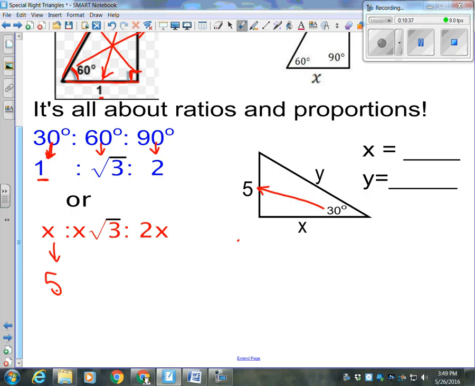So if I made this side 5 times bigger, guess what happens to this side? It's got to be 5 times bigger. And guess what happens to that side? It's also got to be 5 times bigger. So I'm going to multiply this times 5 and this times 5. What happens if I multiply square root of 3 times 5? Well, I get 5 square root of 3. What happens if I multiply 2 times 5? 2 times 5 is 10.